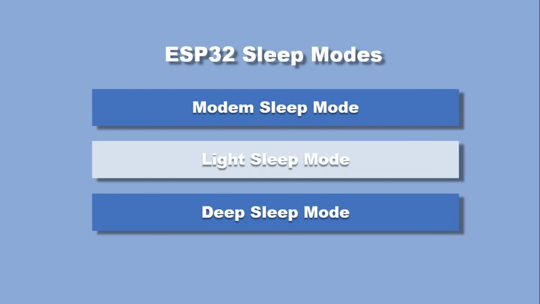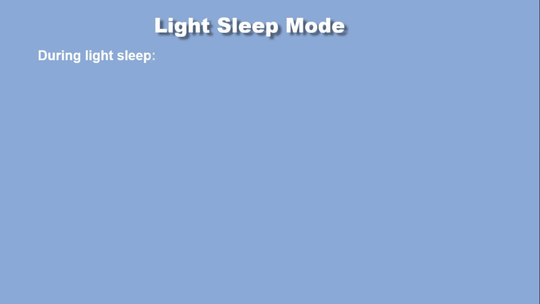Light sleep mode is a suspended state where the chip can wake up almost instantly because nothing is fully powered down. Here's what's happening under the hood. The main CPU stays on, but drops to a low frequency idle. Your RAM remains completely powered, so your entire application state is retained. No boot required.